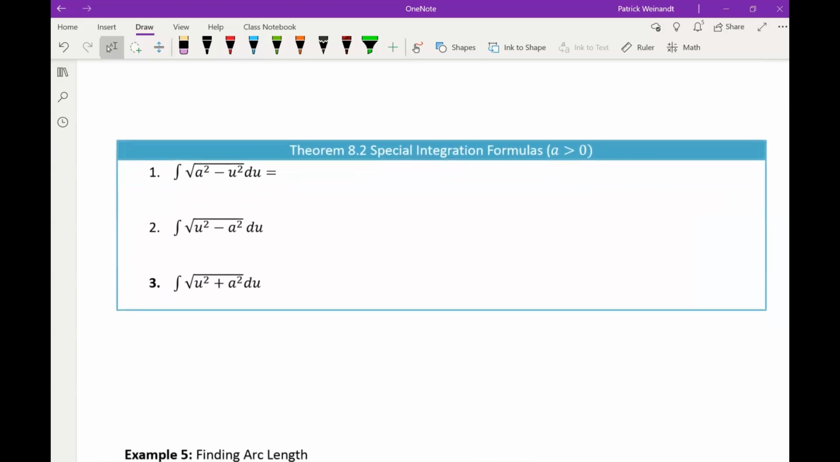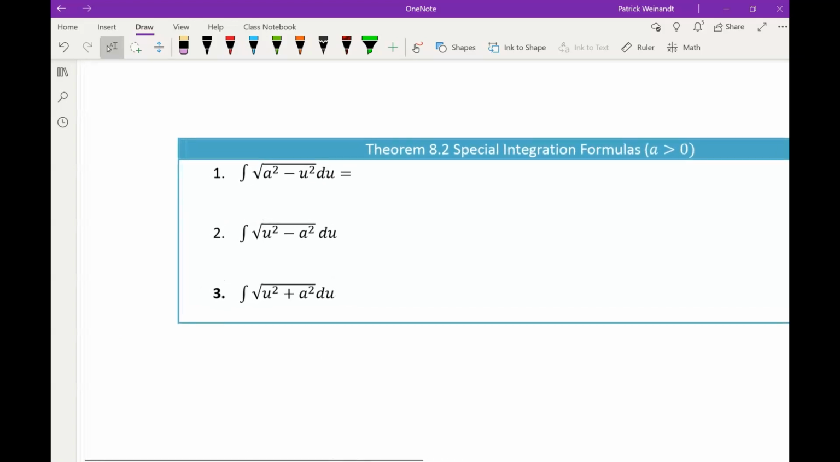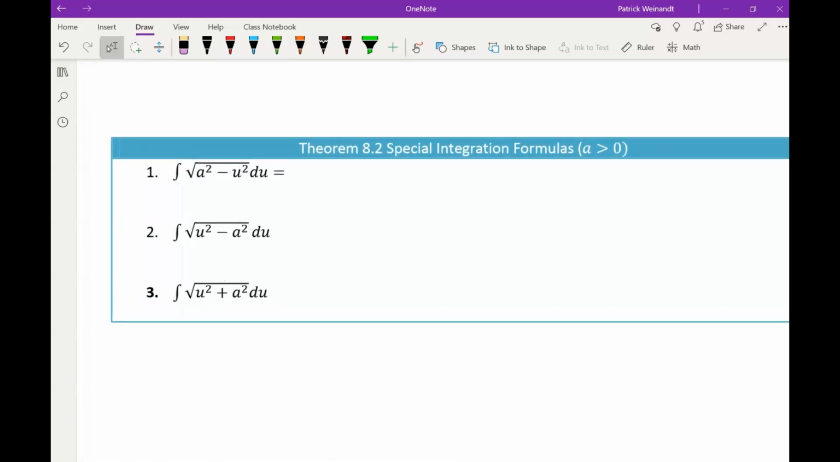Now your textbook gives you special integration formulas for these. If you have something like these, you can just plug these into the formulas you have here. If you ever forget these formulas, which you probably will, you don't need to have them memorized. You can always just do integration as if it were some trig substitution like we've been doing, and you'll still arrive at the correct answer. This is just a shortcut if you can commit these to memory.